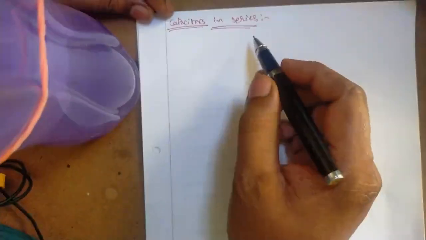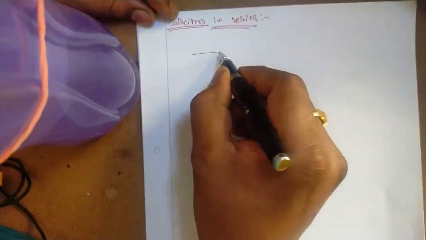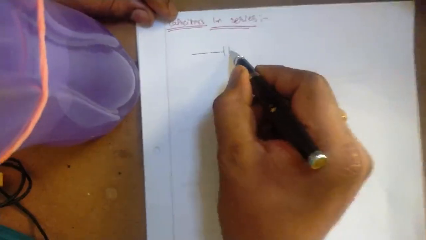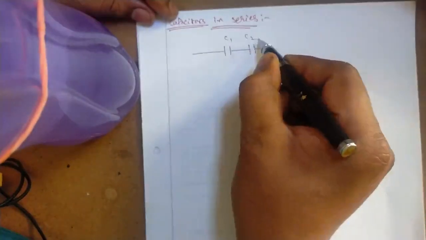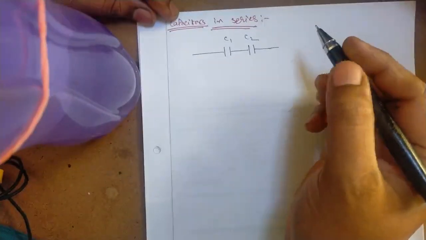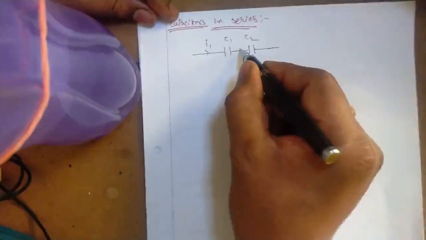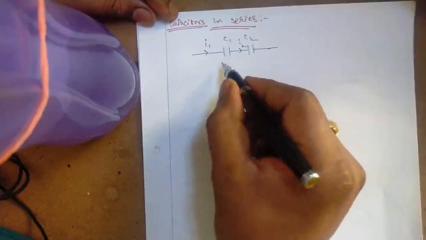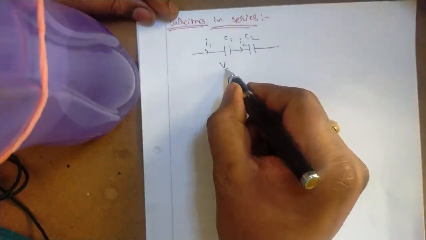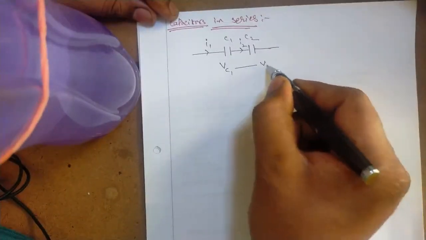Capacitors in series. Consider two capacitors C1 and C2 connected in series. This is C1, this is C2. Let the current passing through C1 be I1 and the current passing through C2 be I2. Let the voltage across C1 be VC1 and the voltage across C2 be VC2.